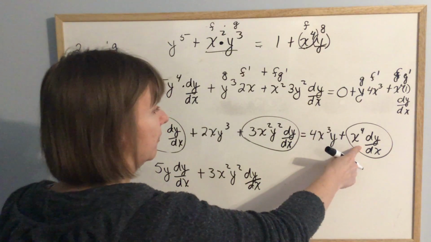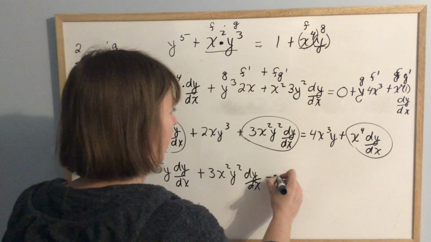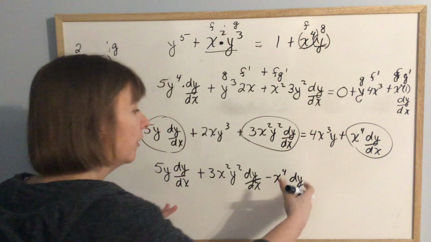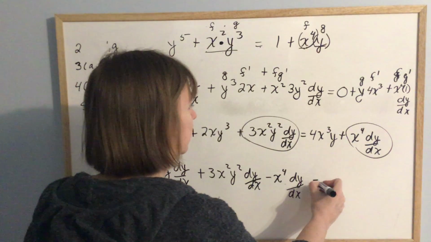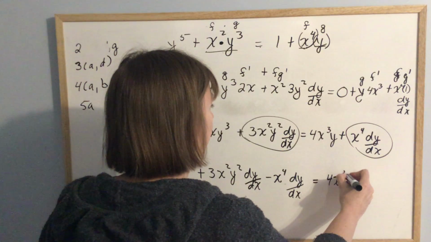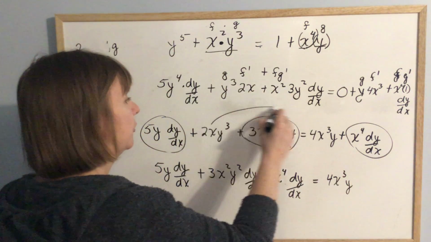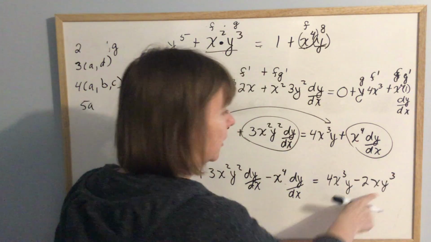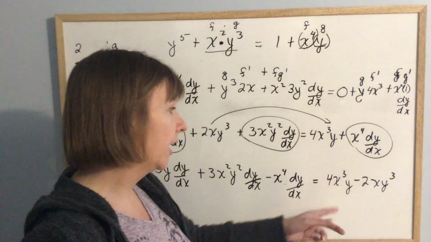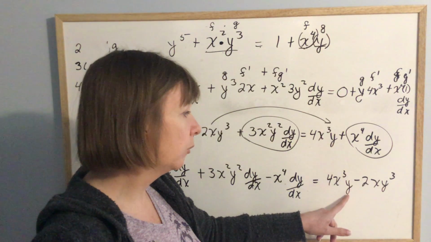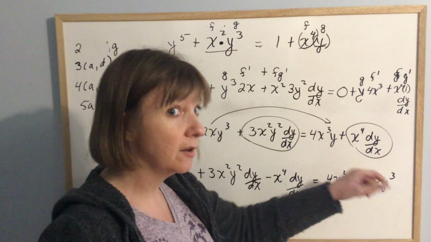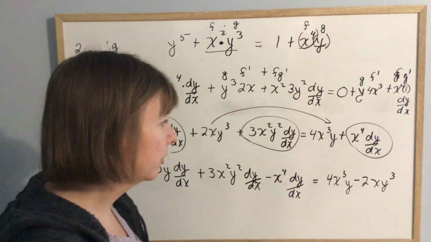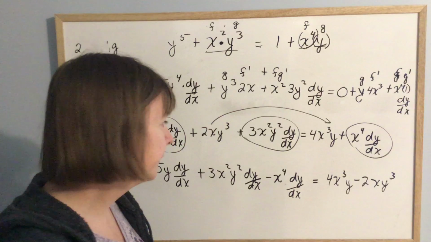I am moving this, though, from one side of the equals to the other, so minus x to the 4th dy over dx. So that's all the pieces that have a dy dx on this side. Over here, we have 4x cubed y, but we have to move that over to this side, so now it's minus 2xy cubed. Please don't try and subtract those. They are different. This is x cubed y. This is xy cubed. The exponents are different. So that's something that sometimes people will try and do, and it's not right.